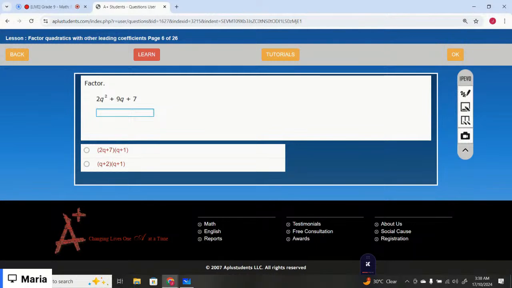Which is the correct option? That is option number 1. 2q plus 7 times q plus 1 is the correct option. Got it?